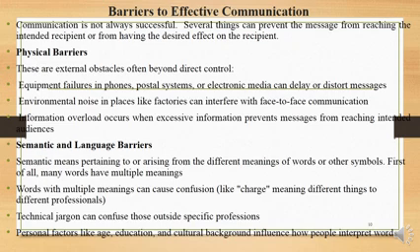Number two barrier is semantic and language barriers. Semantic means pertaining to or arising from different meanings of words or other symbols. First of all, many words have multiple meanings. Words with multiple meanings can cause confusion, like charge, meaning different things to different professionals. Technical jargon can confuse those outside specific professions. Personal factors like age, education, and cultural background influence how people interpret words.